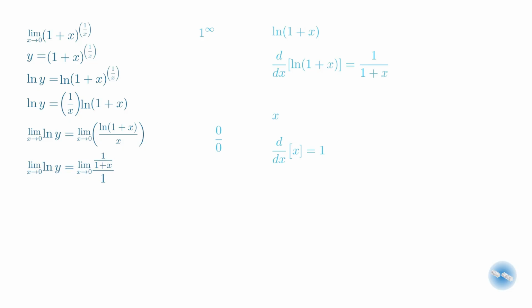Rewrite the limit as the derivative of the numerator over the derivative of the denominator. Simplify the expression, then evaluate the limit. The result is not an indeterminate form, we therefore exponentiate both sides to get rid of the natural log.